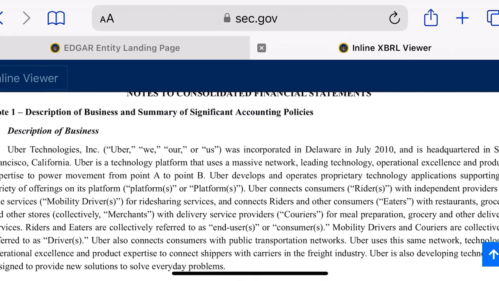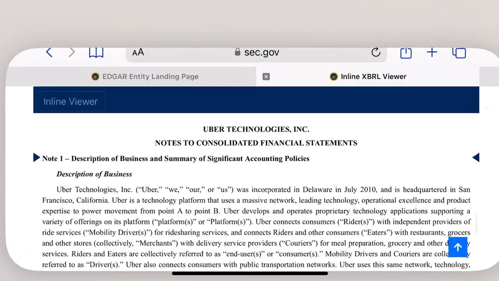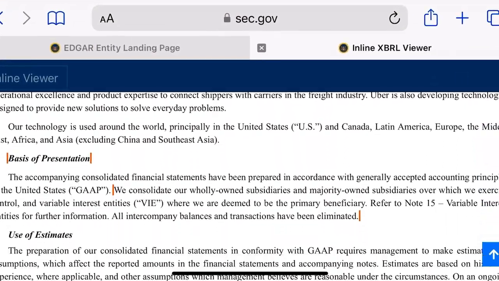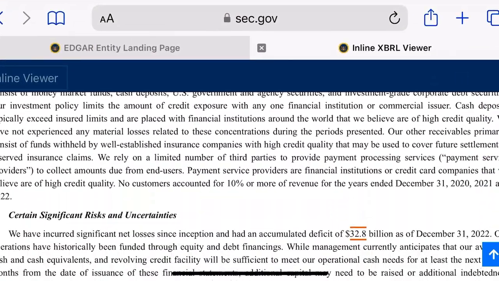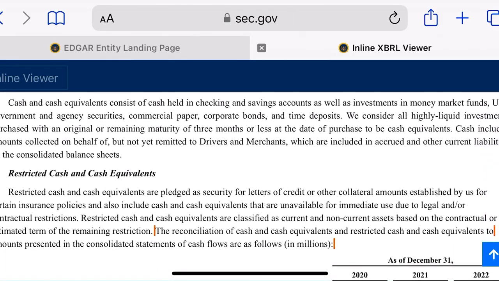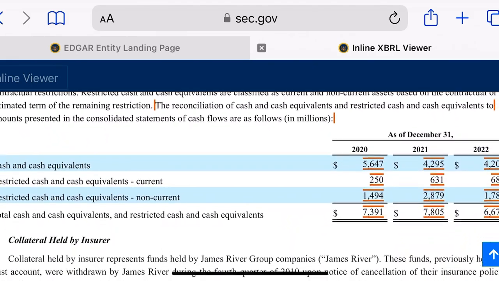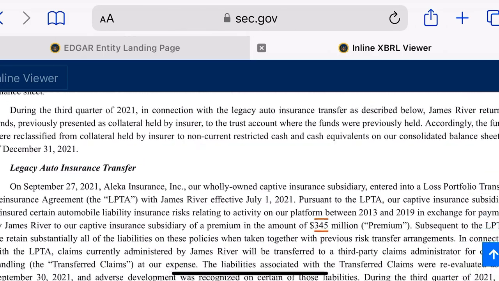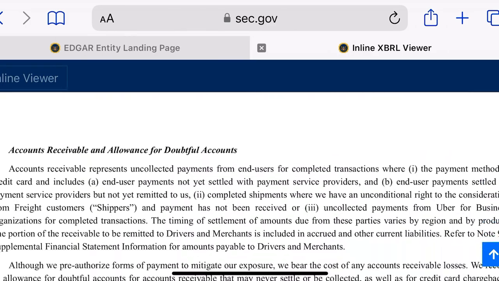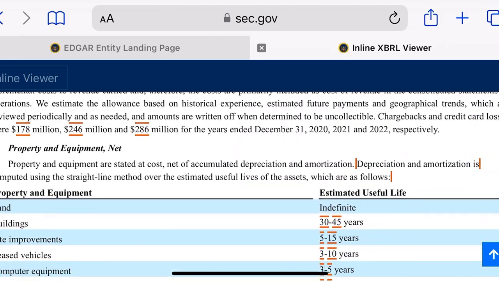And here we get into notes. So this is a big section. Usually this is the longest part of the 10K, but you definitely want to skim and hopefully read carefully through this. It's going to talk about how they're actually accounting for things. What does cash mean on their statement? How do they look at accounts receivable or allowance of doubtful accounts?